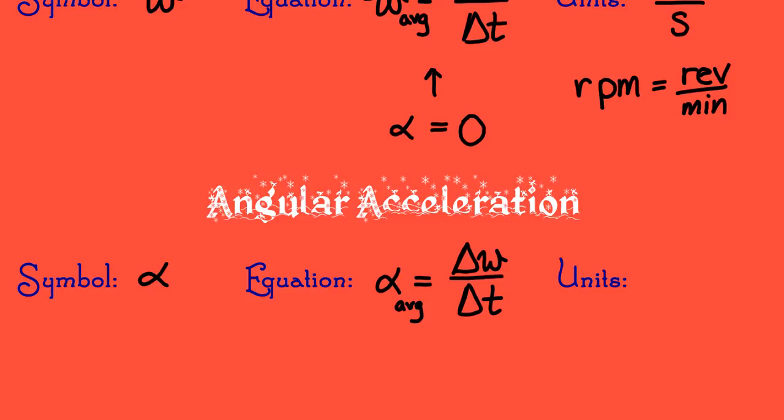Thinking about units once again, our common unit for angular velocity is radians per second, and we divide that by seconds per time, and so we get radians per second squared as our common unit for angular acceleration.